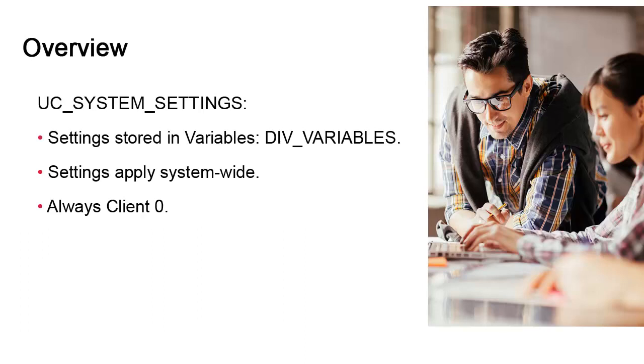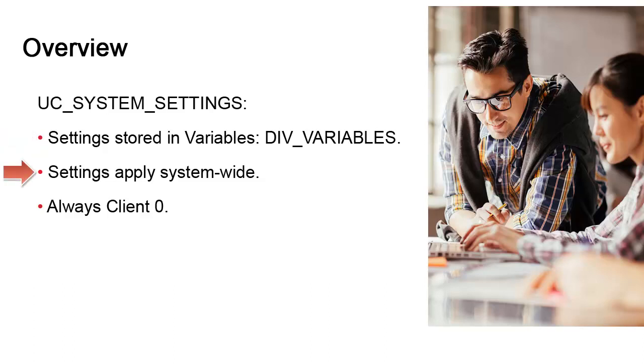This video explains UC system settings, a variable which stores the system-wide settings for the entire Automic Automation instance. As we've explained in other places, system and client settings do not require dedicated interfaces. Instead, they're stored in variable objects. UC system settings is one of those variables.